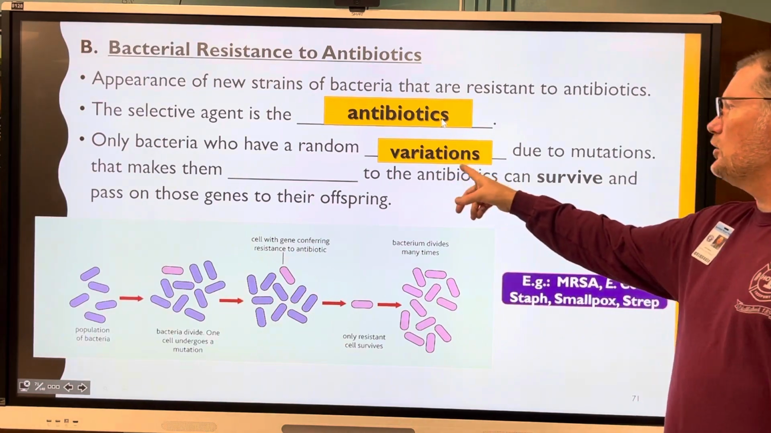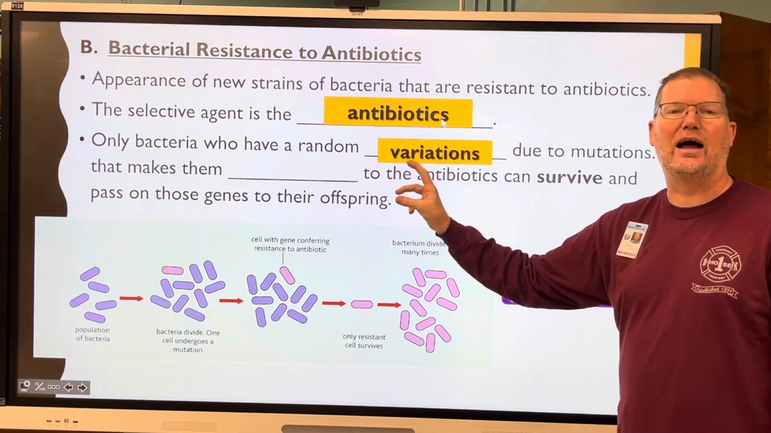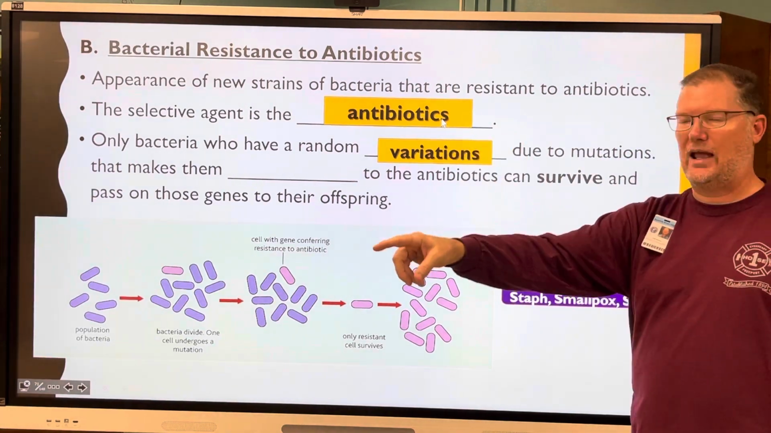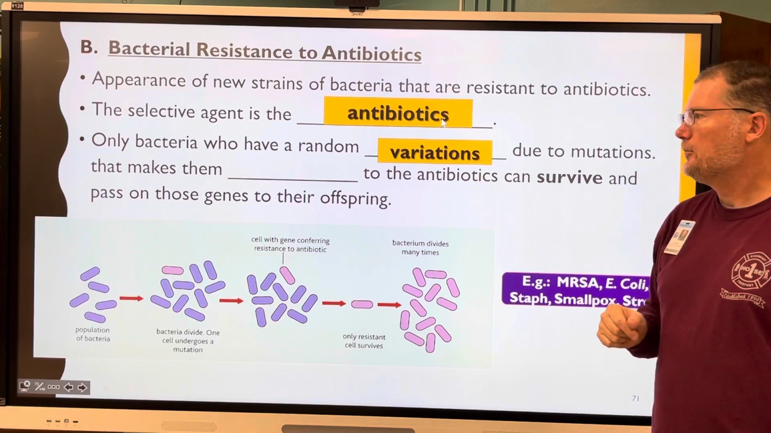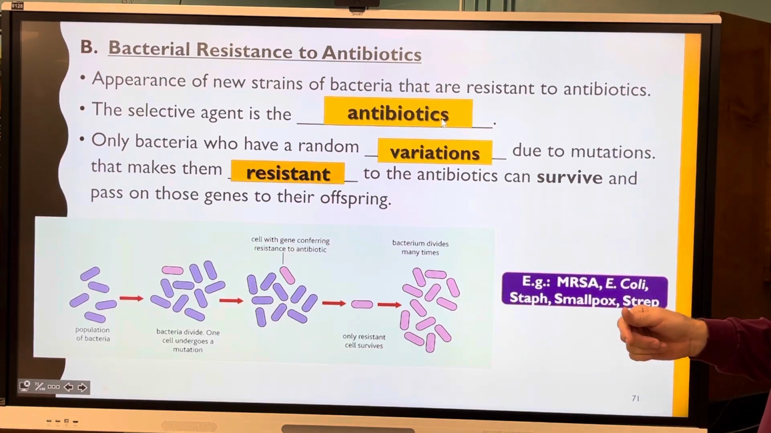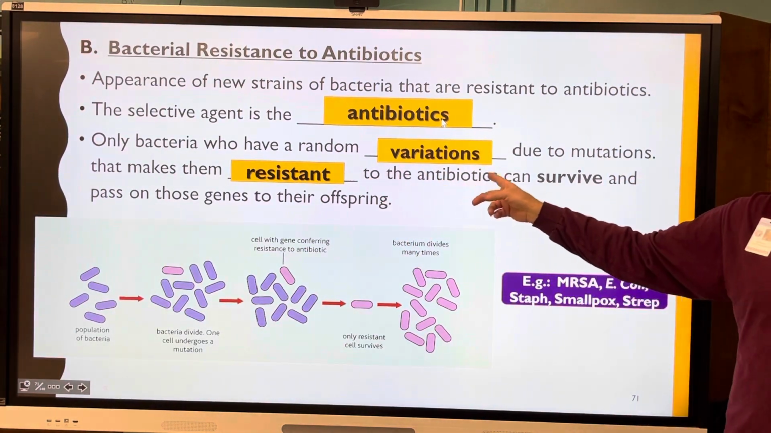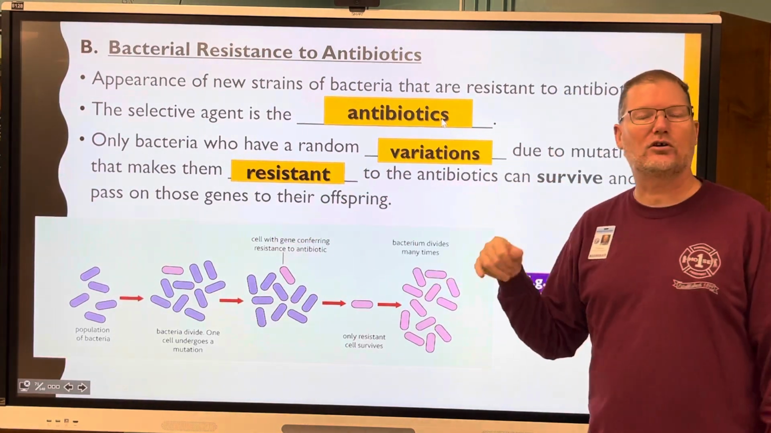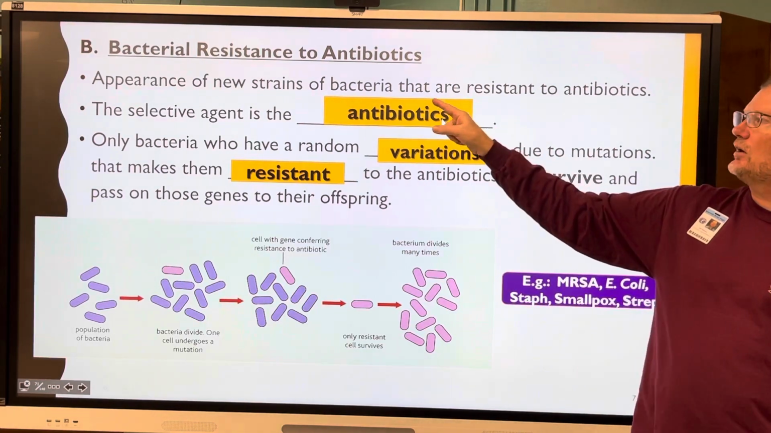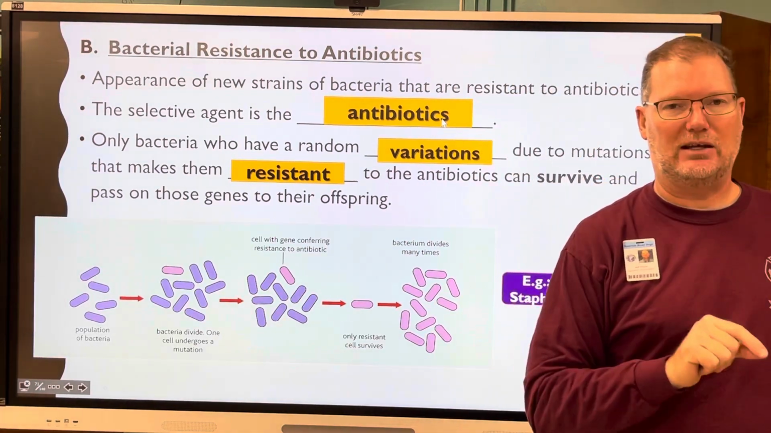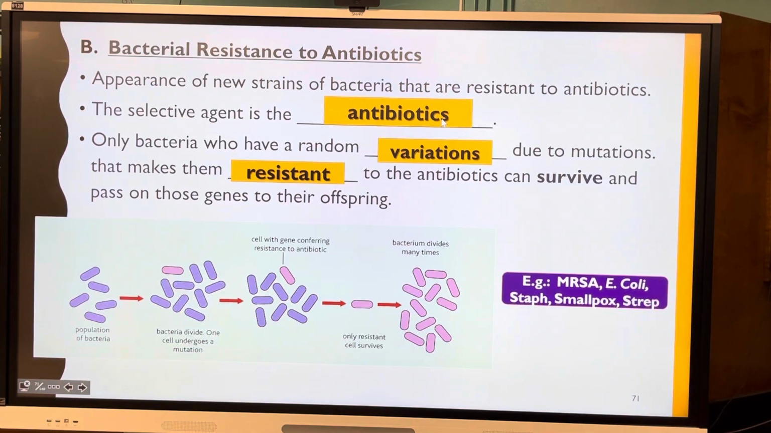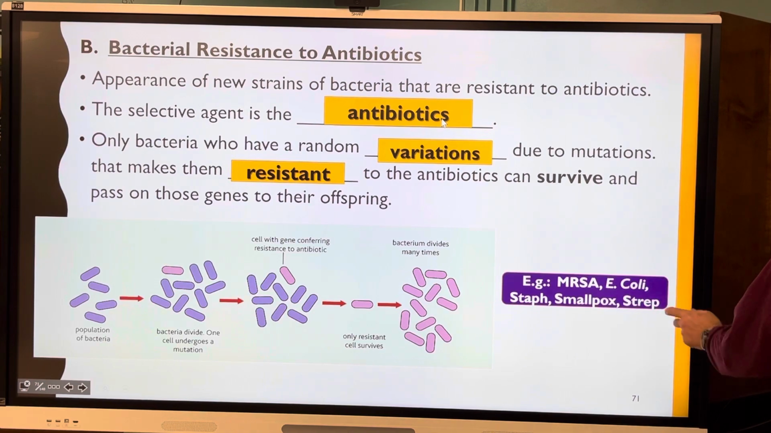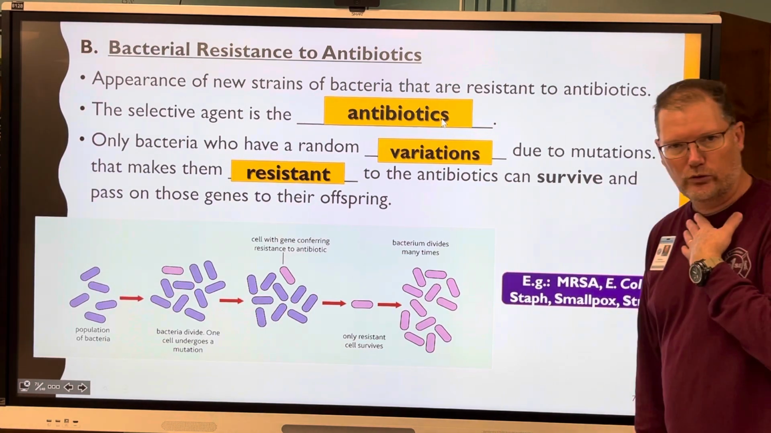So only bacteria who have a random variation to survive in that negative environment caused by hand sanitizer or antibiotics, due to mutations, are going to be resistant to that attack. And they'll survive and pass on those genes to their offspring. That's what antibiotic resistance in bacteria means. So you have MRSA, staph, streptococcus, strep throat, E.